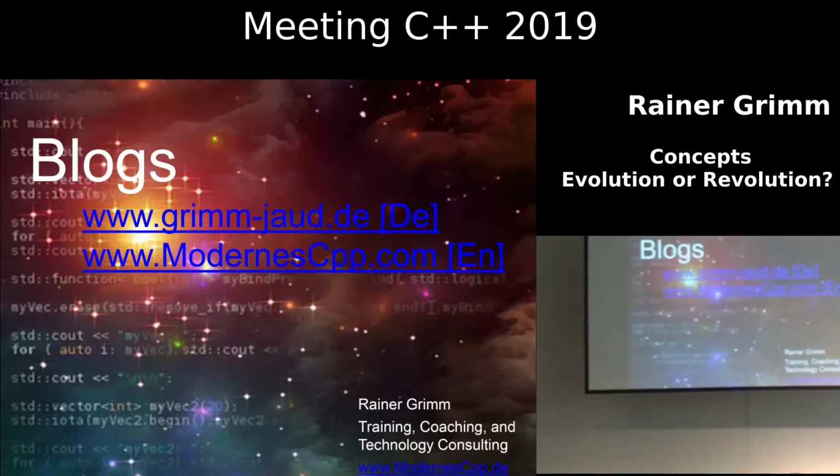Hey, thanks for the talk. So you mentioned that you can overload with concepts and it will pick the best or most specific concept that is possible. How does the compiler actually know which concept is the best or the most specific?